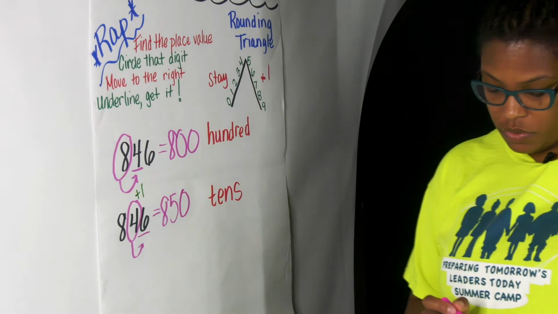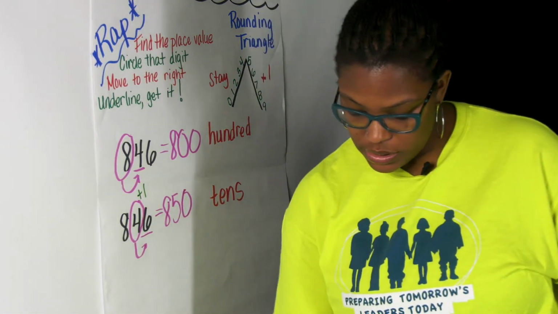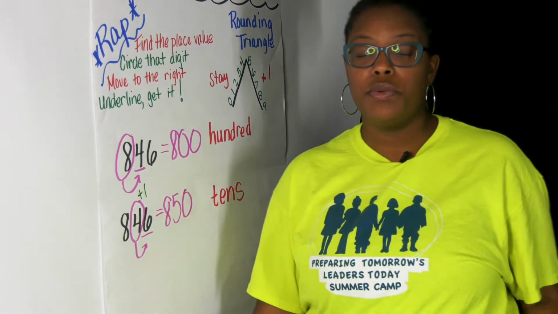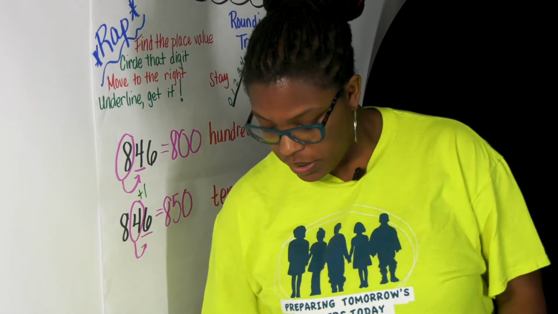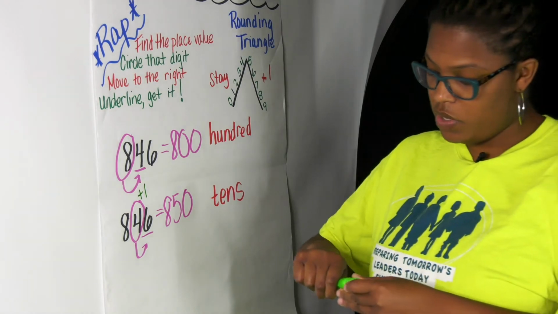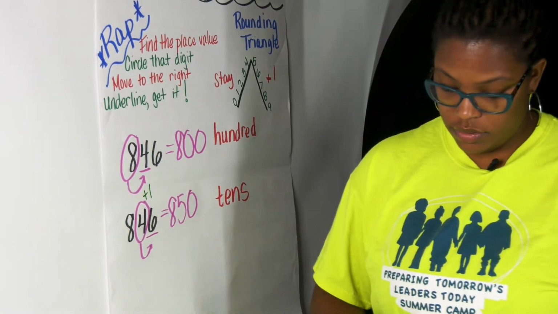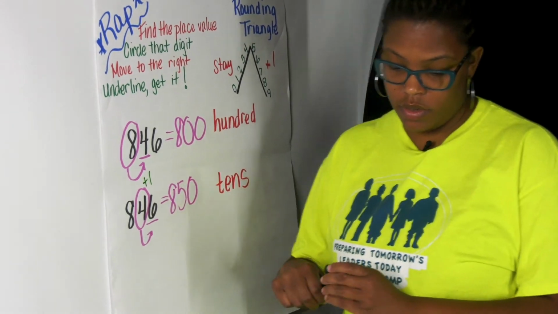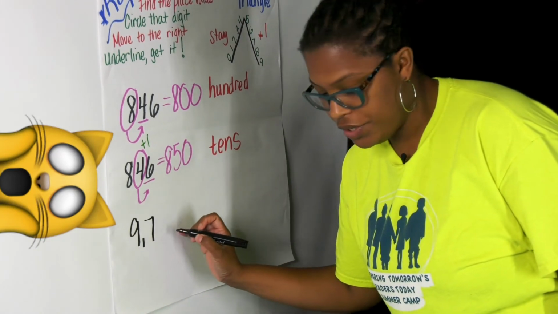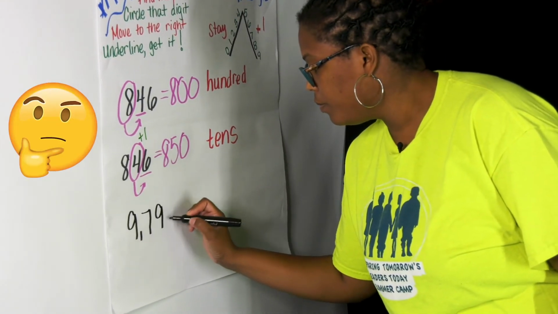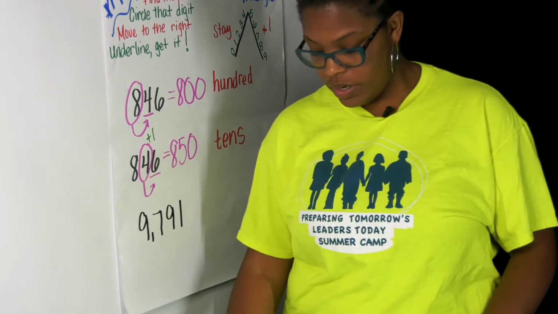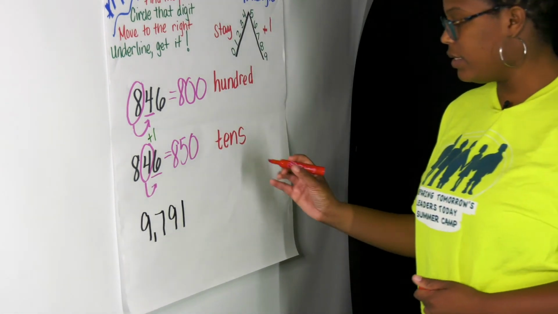Okay? So now we're going to practice one more example. And then you all are going to practice it on your own in your online classroom. Now we're going to do a bigger number. $9,791. Okay. And we want to round 9,791 to the nearest 100.